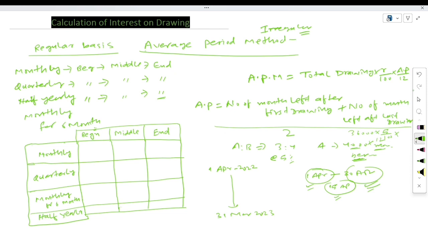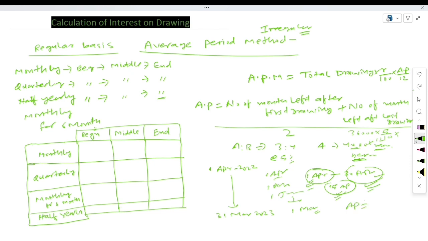First of all, you will have to understand the date of the beginning of the month, the date of the middle of the month, and the date of the end of the month. So here 1st April will be the beginning of the month, 15th April would be the middle of the month, and 30th April would be the end of the month. If it is 31st, then 31st would be the end of the month. Here A is withdrawing 4,000 per month at the beginning of the month. It means A is withdrawing on 1st April, then 1st May, then 1st June, like this. Last he has withdrawn on what date? 1st March.